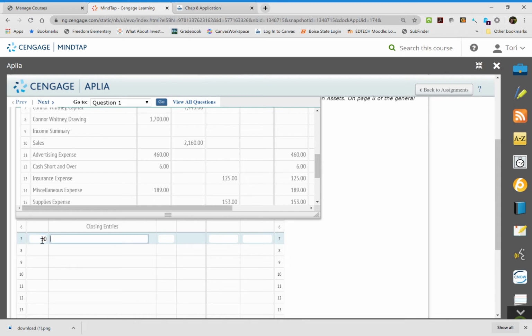We're going to do the opposite. So sales is usually credited. That's its normal balance side. So now we're going to debit sales. So that will make it 0, 2160. And we're going to move all this money and we're going to credit it into our income summary. So 2160.